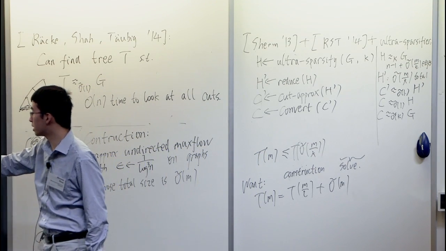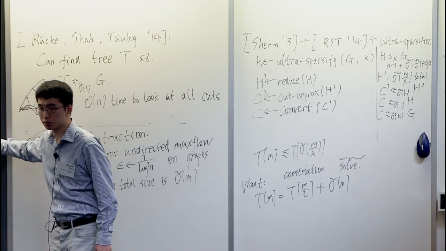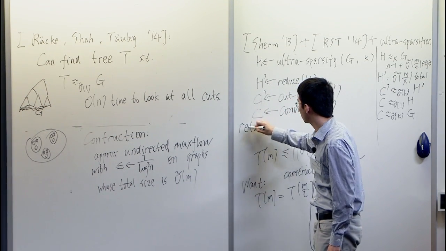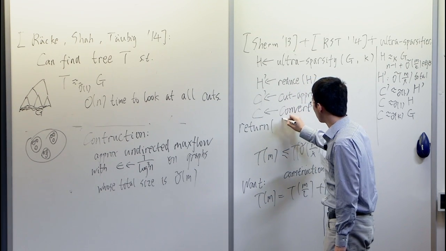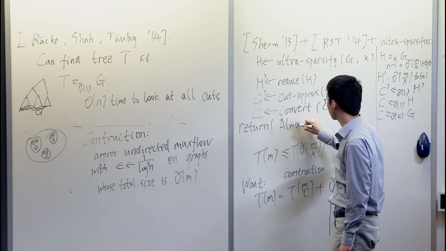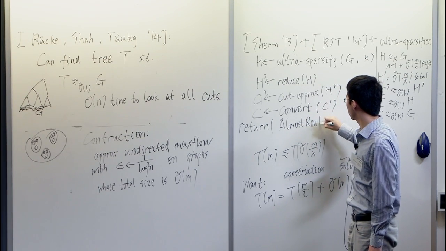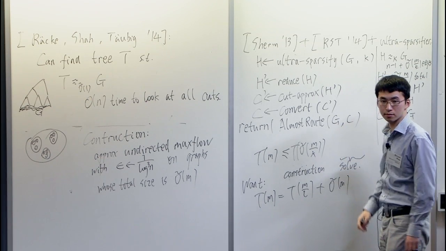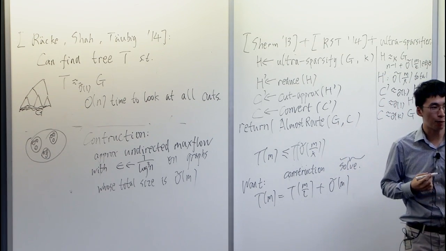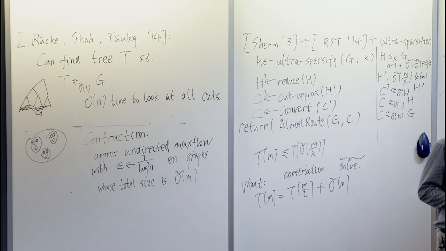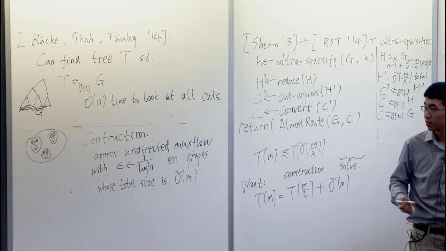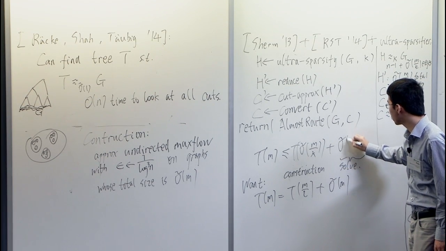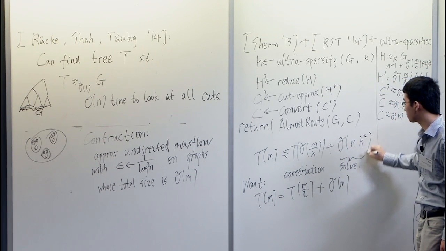And then I just invoke the almost route routine. So what I'm going to finish with is to return almost route of G, C. And because the approximation factor is kappa polylog n, and the dependency is just alpha squared, what I get is that this becomes Õ(m κ²).